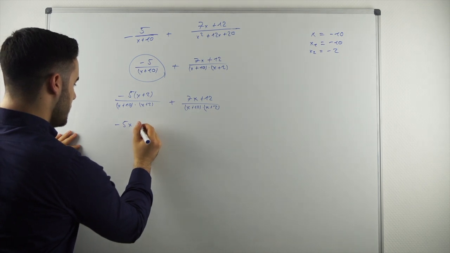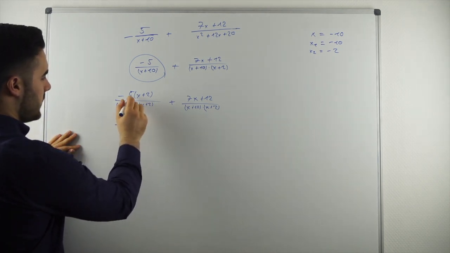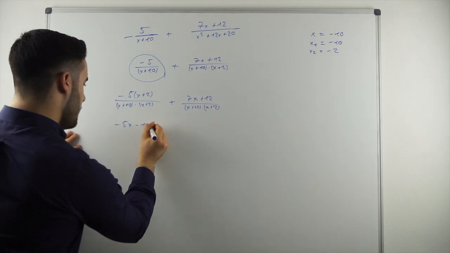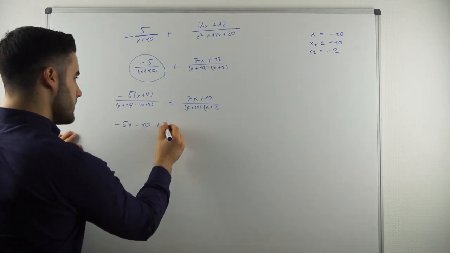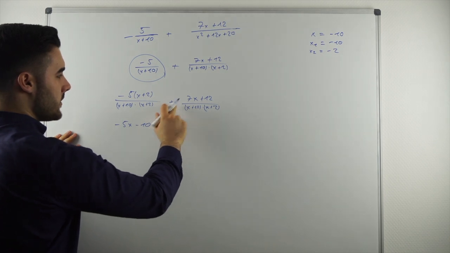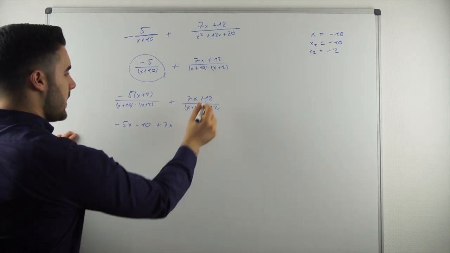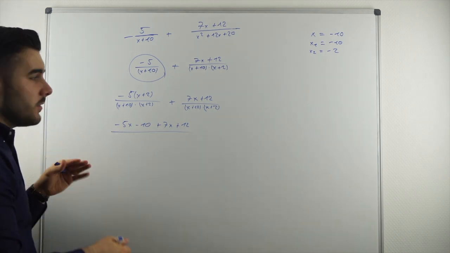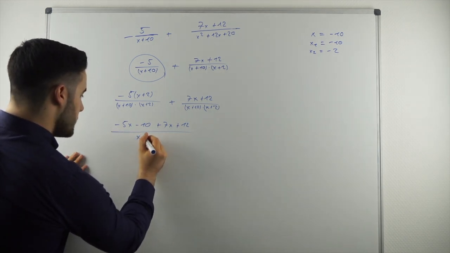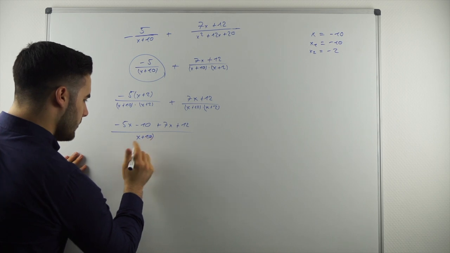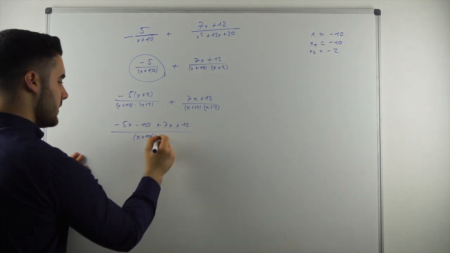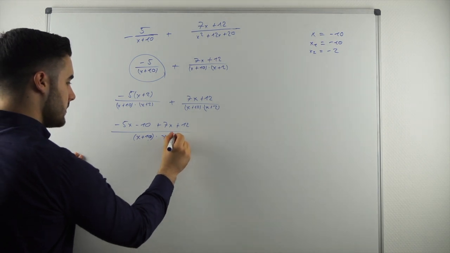So minus 5x, because minus 5 times x, and then minus 5 times 2, minus 10. Plus 7x, because the plus sign stays in front of the 7x, and also plus 12. The denominator, now that we have the main denominator, is x plus 10. Now this looks a bit messy. x plus 10 times x plus 2.